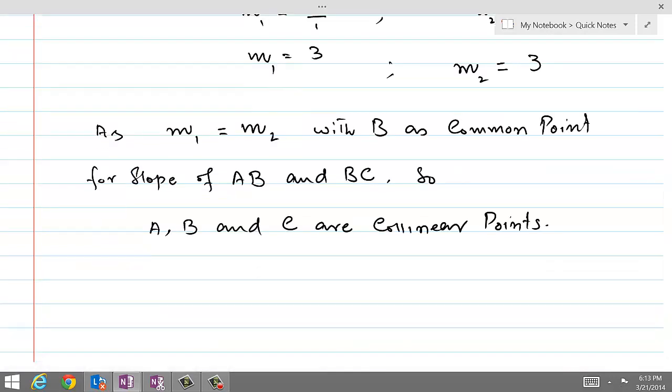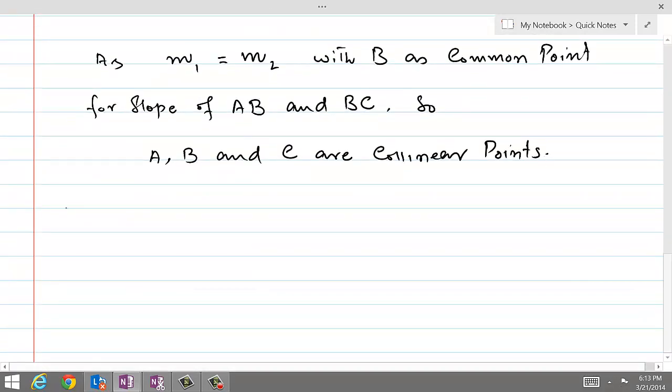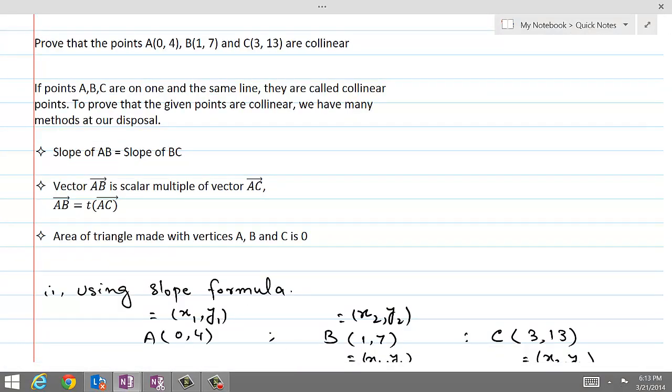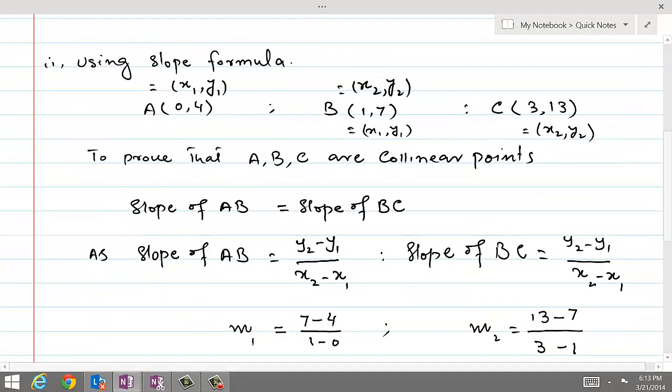So now we will use second method, and second method is vector AB is scalar multiple of vector AC. This time we are going to calculate the vector AB and we are going to calculate the vector AC, and we will show that one vector is a scalar multiple of the other vector. So let's find out.